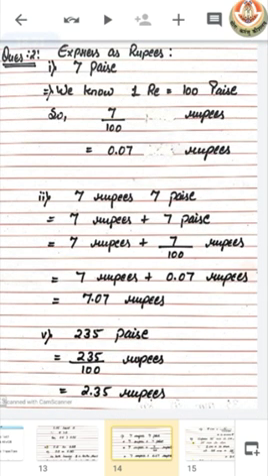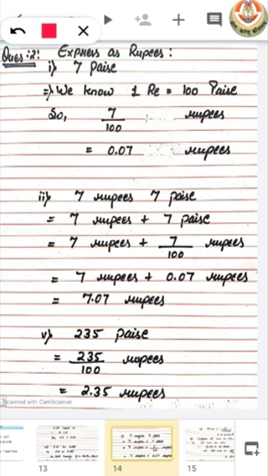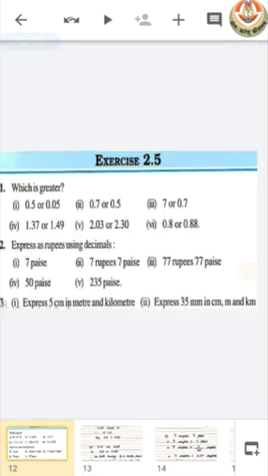Now let's check how we convert 335 paisa into rupees. We know that to convert paisa into rupees we have to divide by 100. So when we divide 335 by 100 we get our answer, 2.35 rupees. In the second question, we have lots of parts in the first and second question. The other parts are for your practice. Now let's check what will be there in the third question.